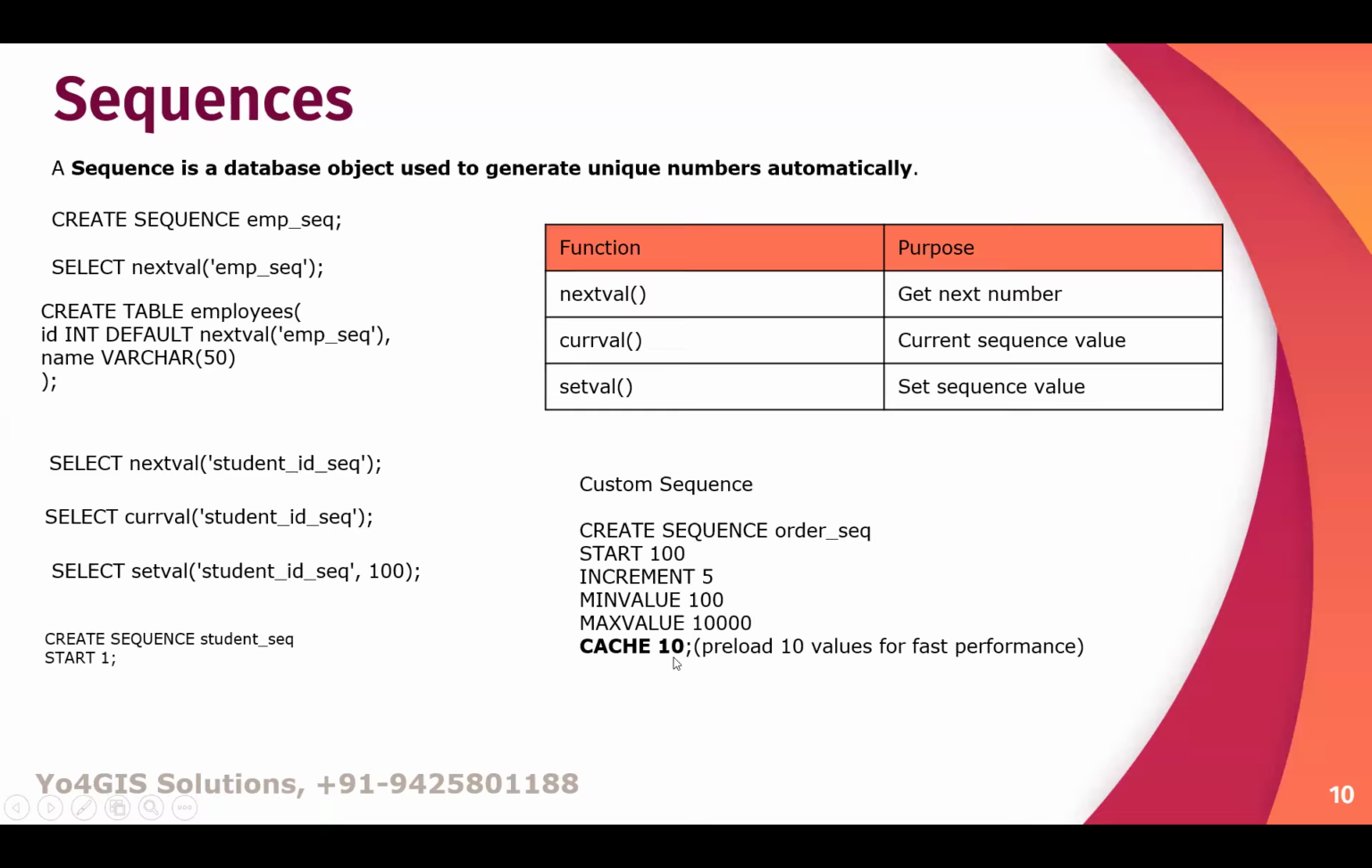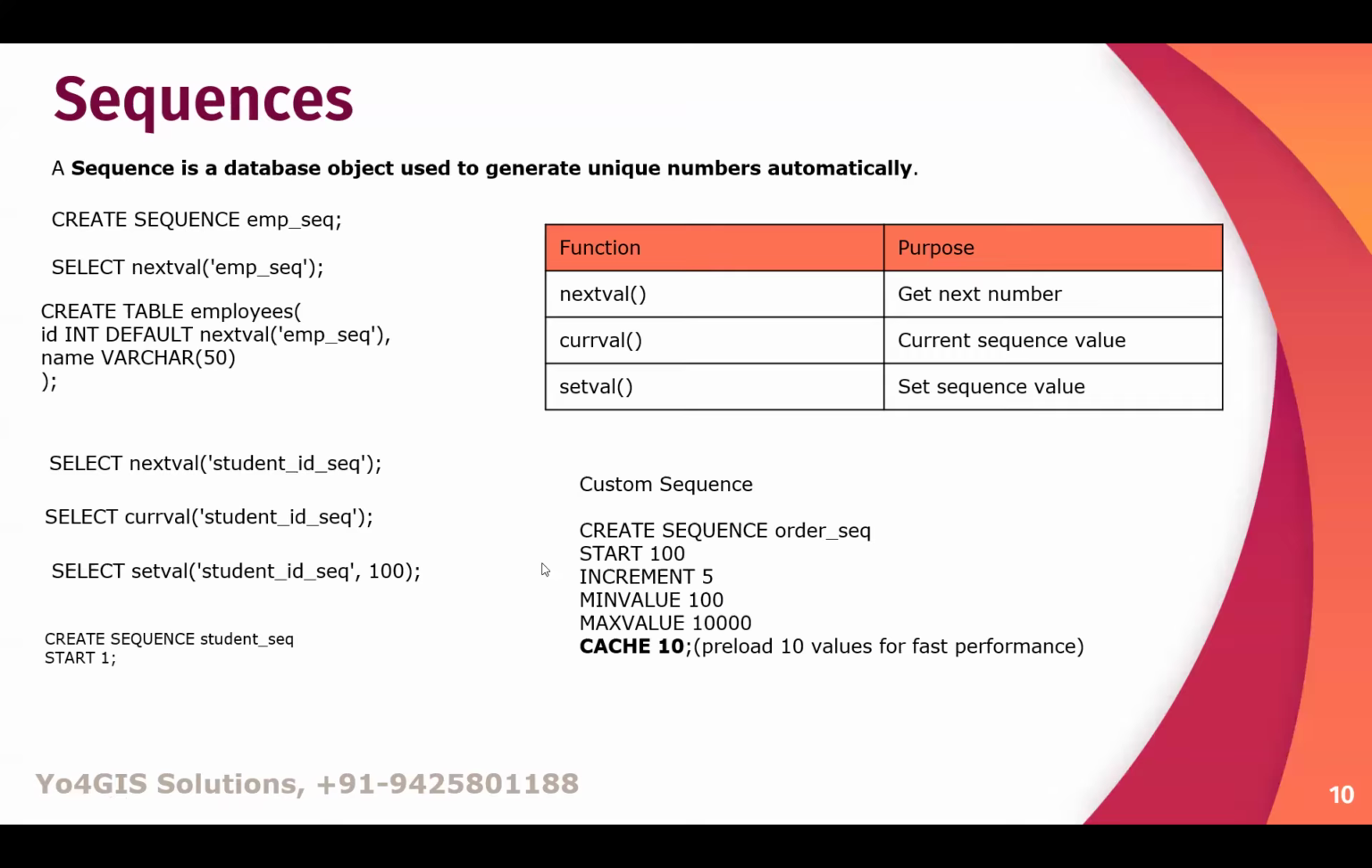Actually, when you give cache 10, every time this sequence keeps 10 advanced sequence numbers in memory. This is just to improve the performance, nothing more than that. If you write the cache or if you don't, there is no problem. But whenever you write it, the next 10 sequence numbers it will generate and keep directly in memory. This is the use of cache.